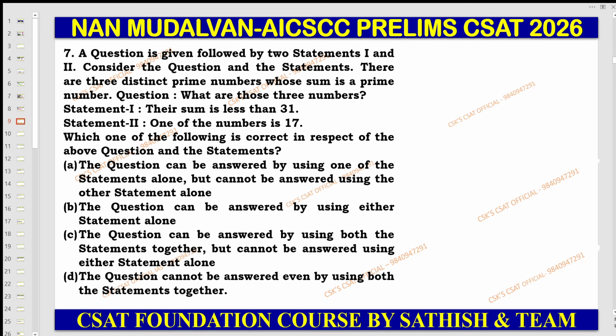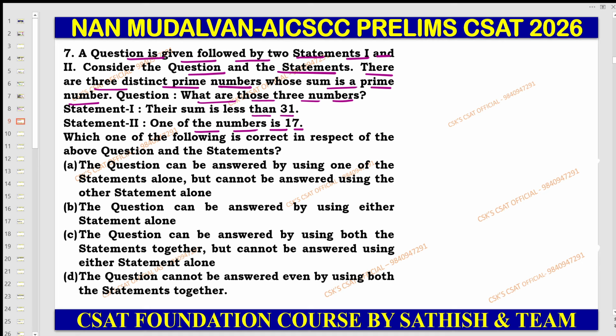Next up. A question is given followed by two statements. Consider the question and the statements. There are three distinct prime numbers whose sum is a prime number. Then what is the question? What are those three numbers? Statement number 1 says the sum is lesser than 31. Statement 2 says one among the numbers here is 17.